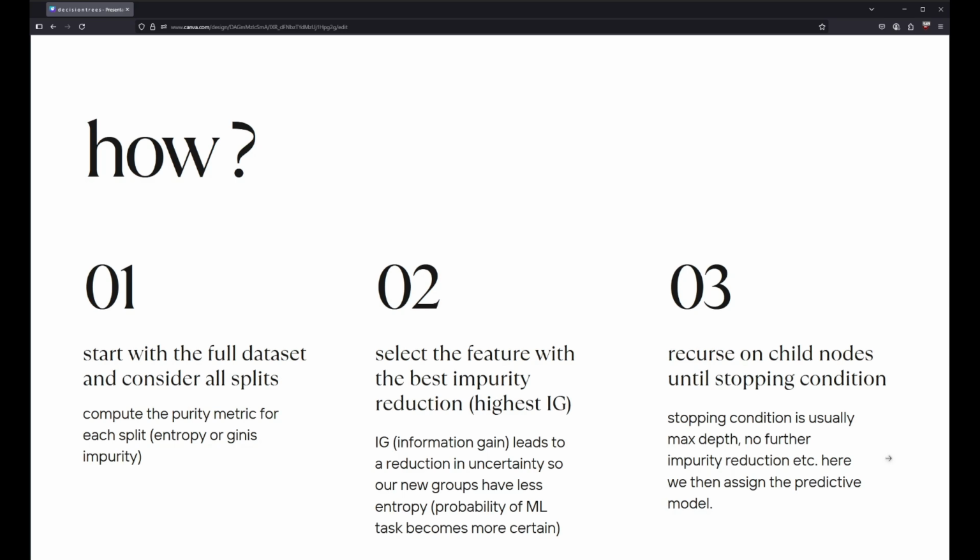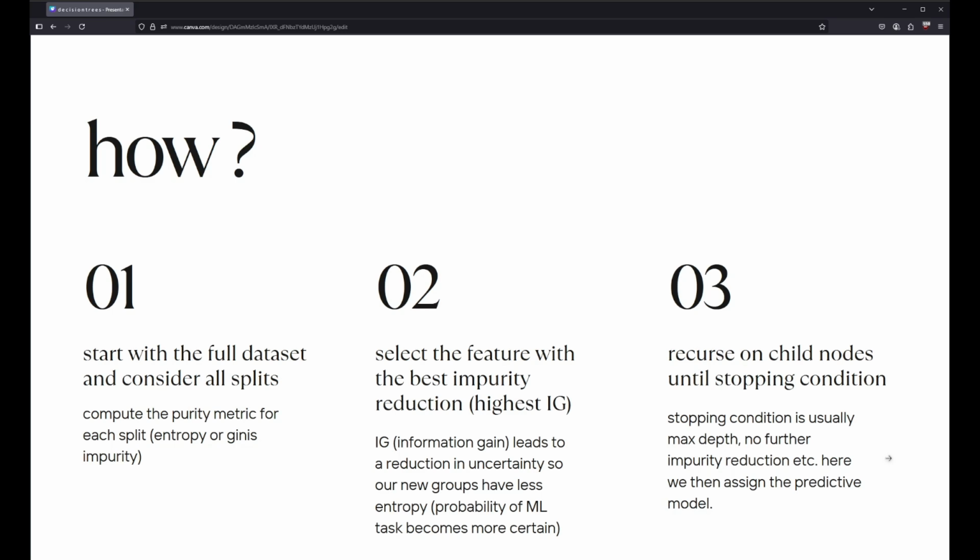in this presentation. So when we have this impurity reduction, we want to select the best feature to split on that will reduce the entropy or this Gini's impurity the most. This is also known as information gain. It will lead to a reduction in uncertainty so that our new groups have less entropy. So this means that the probability of the machine learning task, i.e. classification or regression, will become more certain.